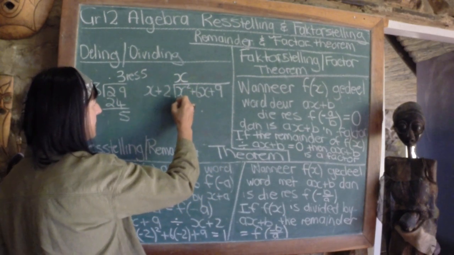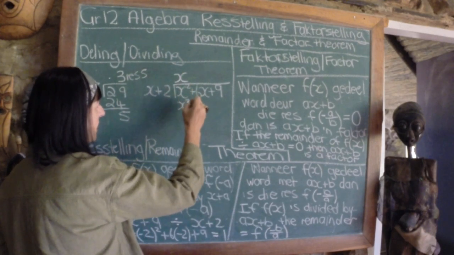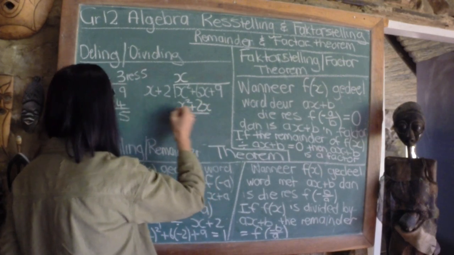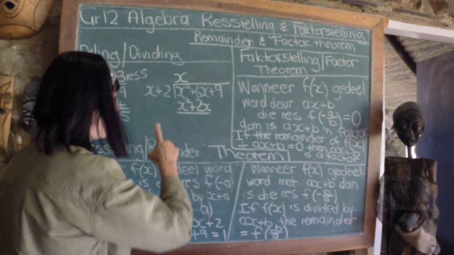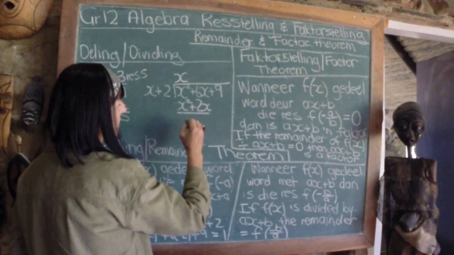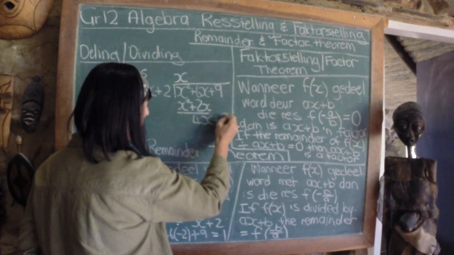X maal x is x kwadraat, en 2 maal x is plus 2x. Then we're going to minus, the same as there. That 0, 6 minus 2 gives me 4x plus 9.